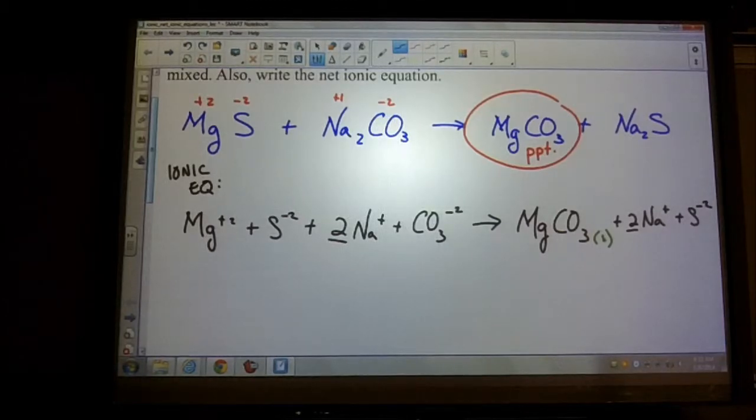Because sodium and sulfite are what? They're spectator ions. Very good. They think they're having fun and involved, but really they're just spectators.